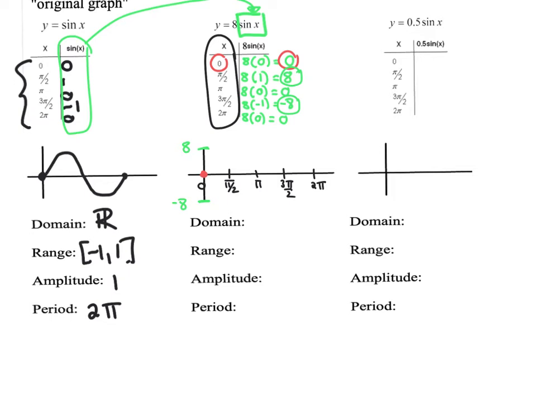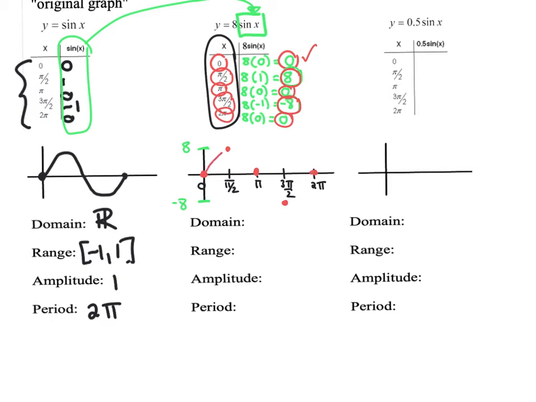And now I can start plotting these points. Again, I've already plotted that first point. Now at pi over 2, I'm up at 8. So I'm going to go all the way up to my highest point. At pi, I'm at 0, so I'm going to come back to 0. At 3 pi over 2, I'm at -8, so I'm going to go down to my lowest point. And at 2 pi, I'm back at 0.